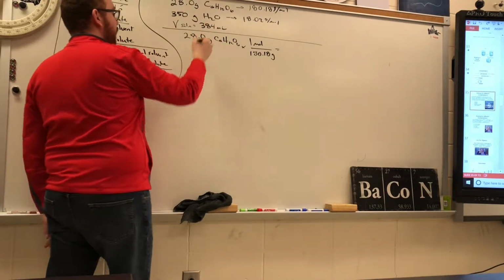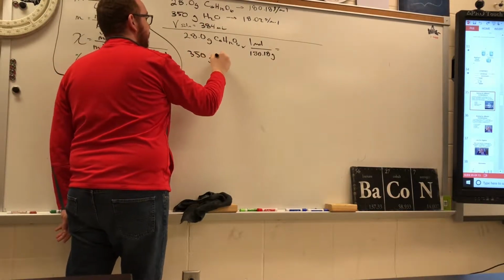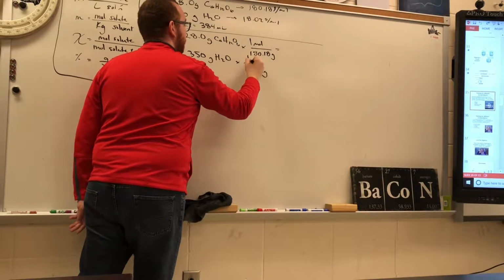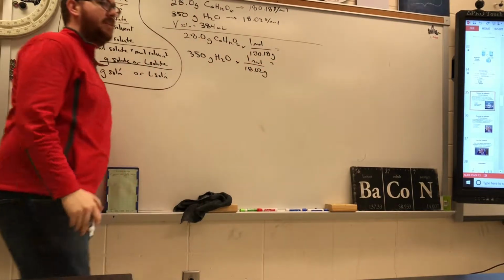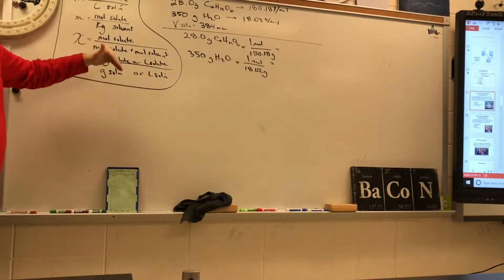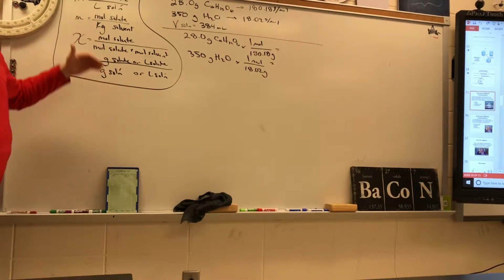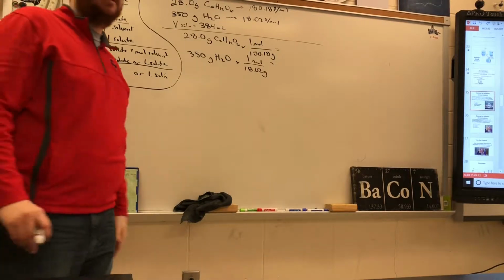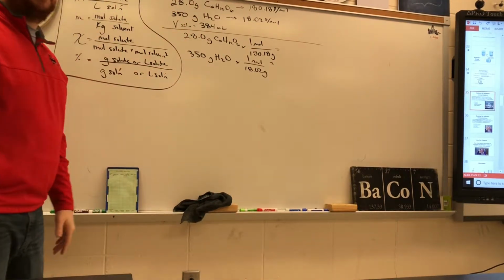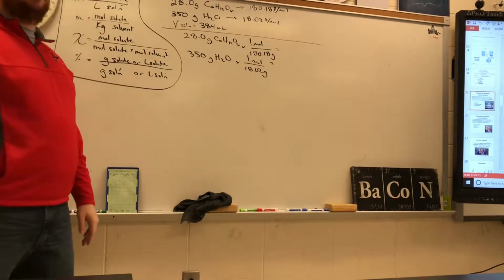You're going to do the same thing with the water. 350 grams H2O, 18.02 grams, 1 mole. The reason you're doing the same thing is because eventually you're going to need moles of all these different parts. You're going to need grams of all these different parts. You're going to need liters of all these different parts, right? And you might as well go ahead and get that information. So do this in your calculator. Should be a decimal for the top one.